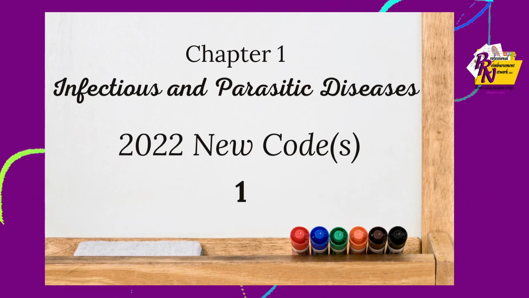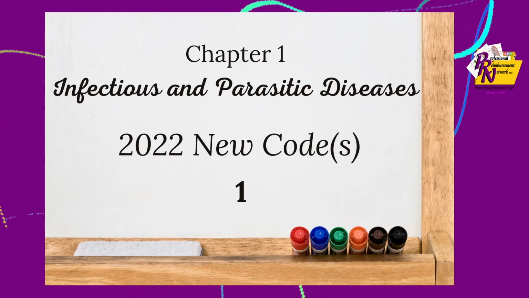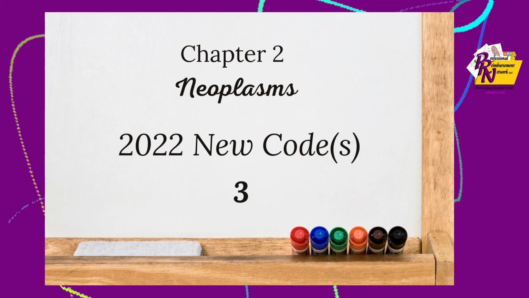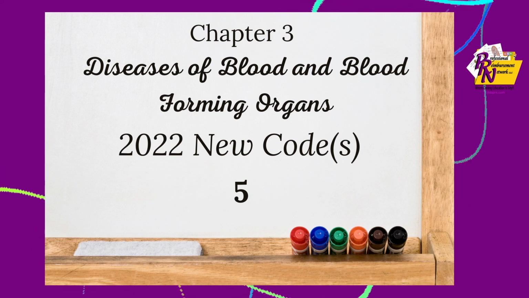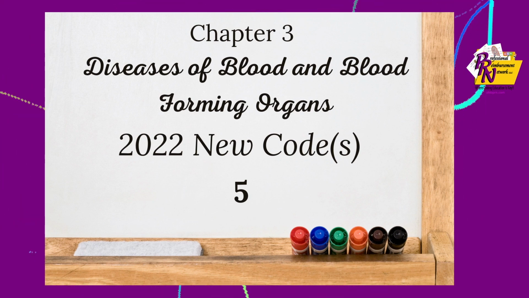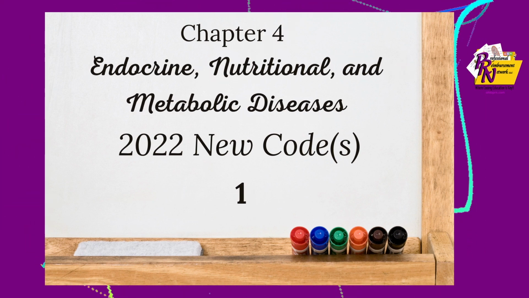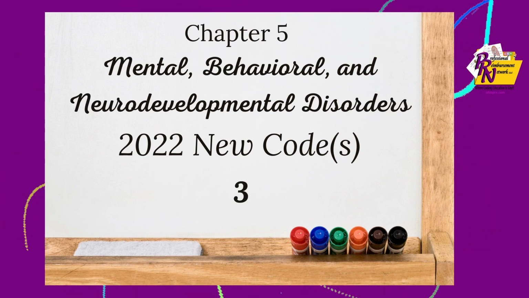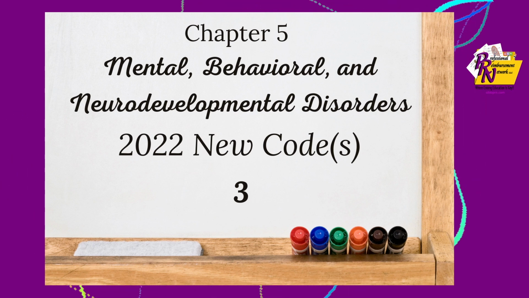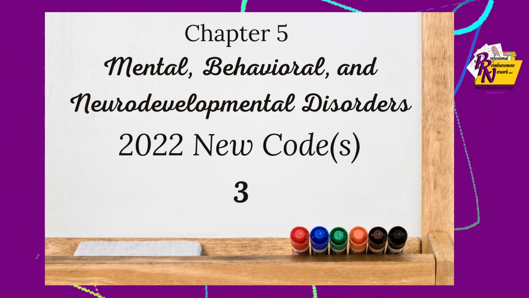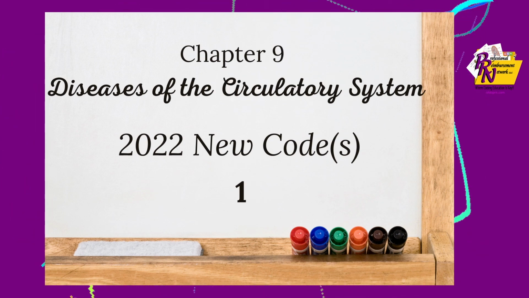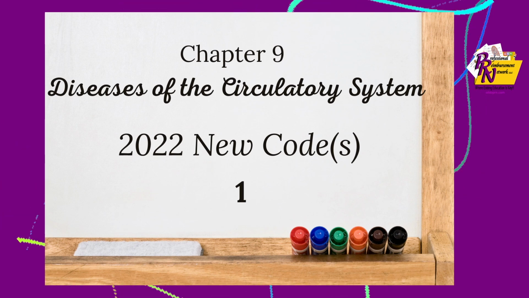In Chapter 1, Infectious and Parasitic Diseases, there is one new code. In Chapter 2, Neoplasms, there are 3 new codes. Chapter 3, Diseases of Blood and Blood-Forming Organs, 5 new codes. There is one new code in Chapter 4, Endocrine, Nutritional, and Metabolic Diseases. There are 3 new codes in Chapter 5, Mental, Behavioral, and Neurodevelopmental Disorders. 10 new codes will be in Chapter 6, Diseases of the Nervous System. Chapter 9, Diseases of the Circulatory System, has 1 new code.